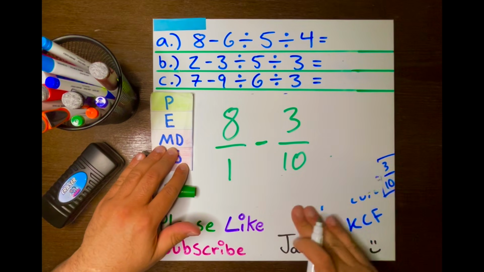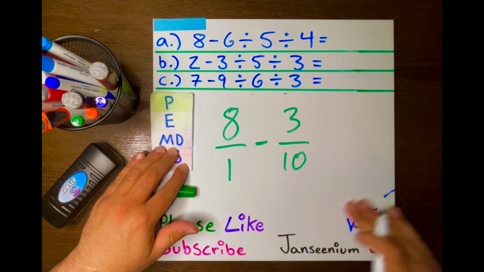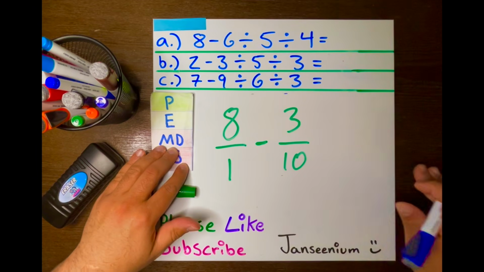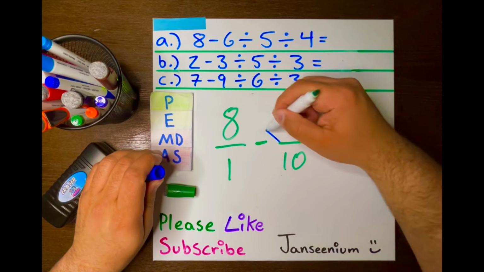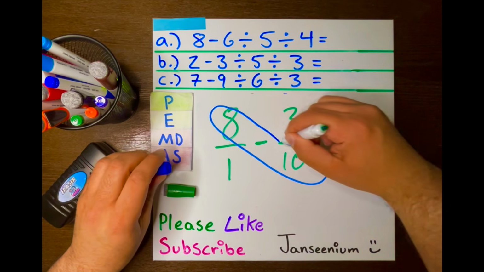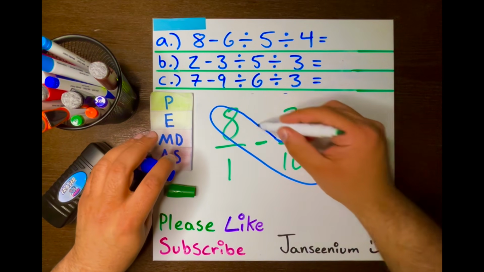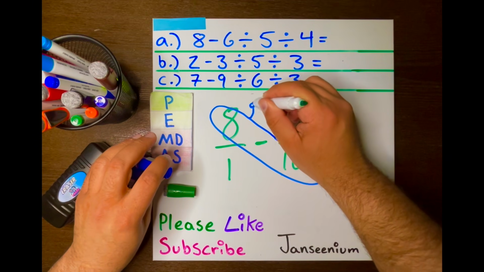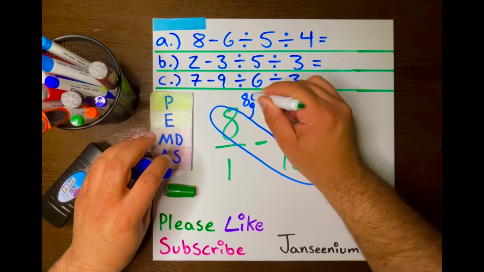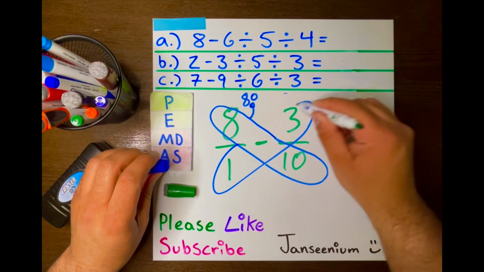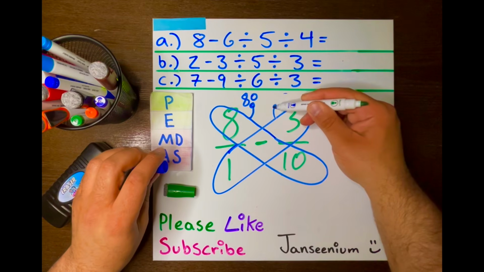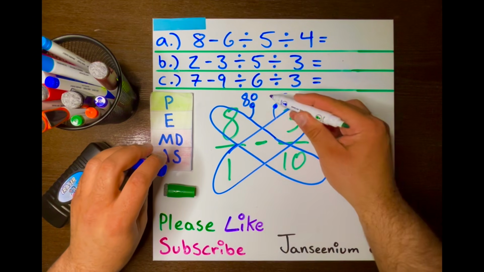Notice that the denominators are different, so we're going to use the butterfly method. So we'll draw 2 wings, 2 antennas, and a body. And you multiply what's inside the butterfly. So 8 times 10 is 80, and here's the antenna, and you write 80 above the antenna. Next, we draw the other wing and the other antenna. 1 times 3 is 3.